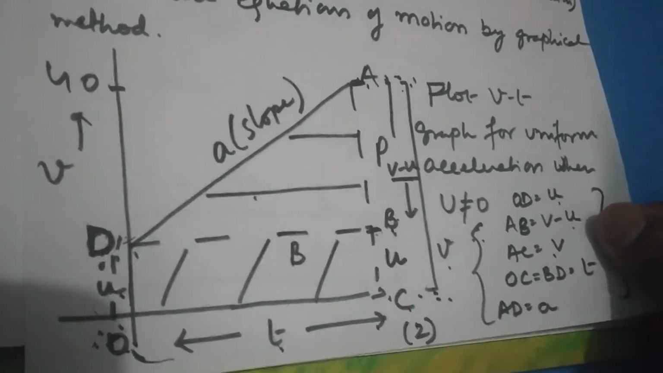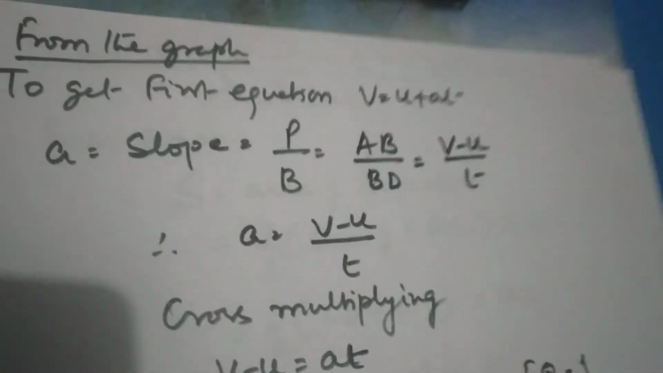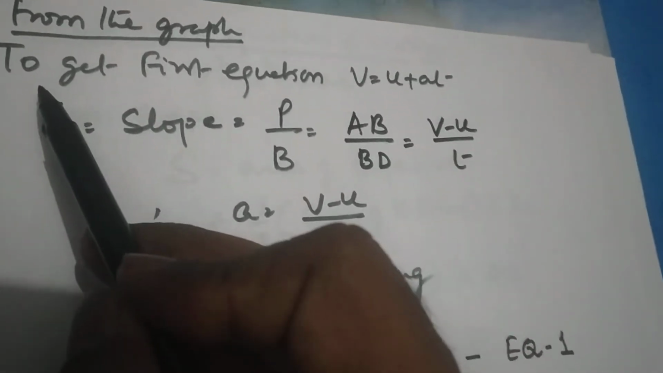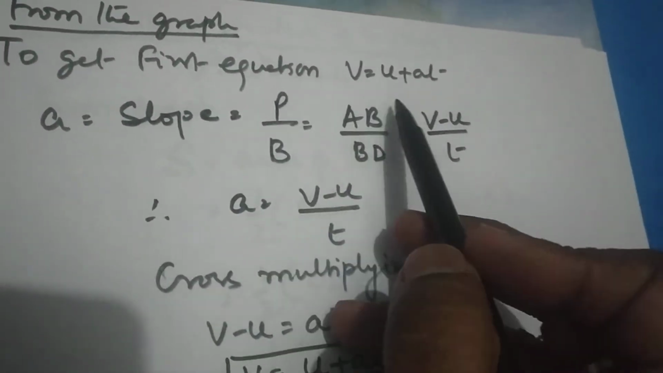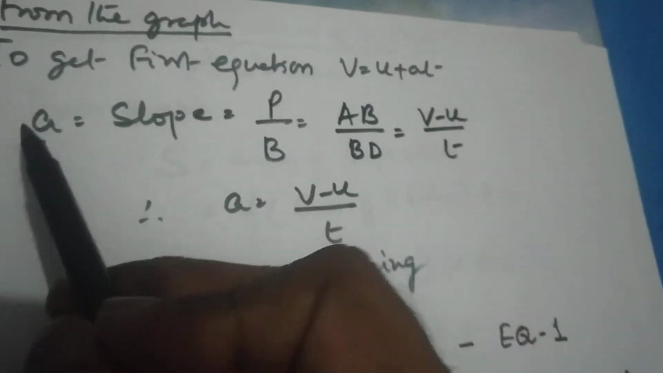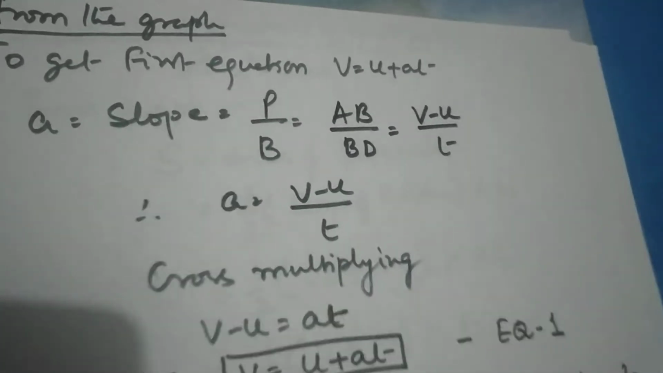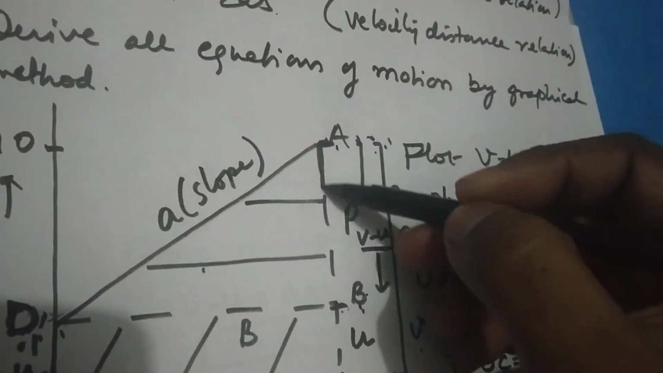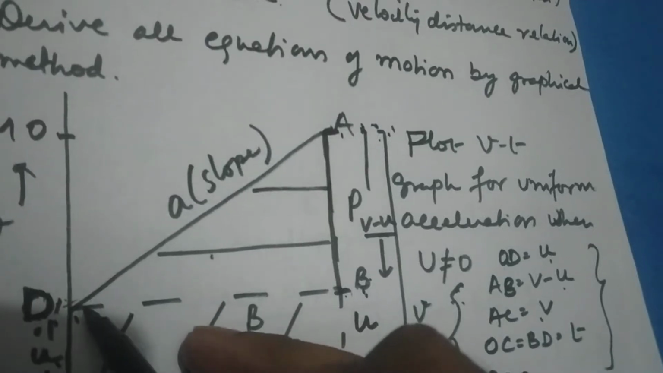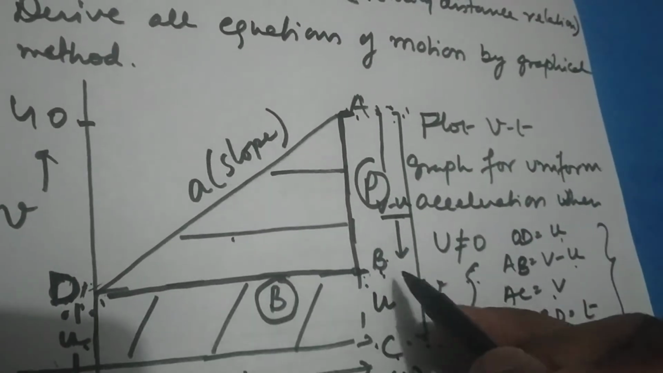Now we are coming to the derivations from the graph one by one. It will be very easy to follow. From the graph, to get the first equation v equals u plus at, we know a is equal to the slope, perpendicular upon base. What is the perpendicular in the graph? It is AB, and the base is DB or BD.